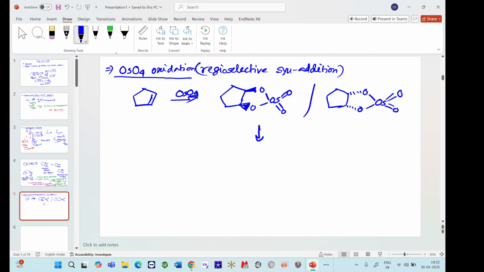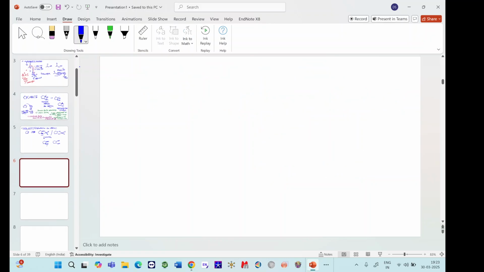Now you have to treat with sodium bisulfate and you will get the product. Okay, so this is also one kind of syn addition or regioselective addition. Now next reaction is ozonolysis.